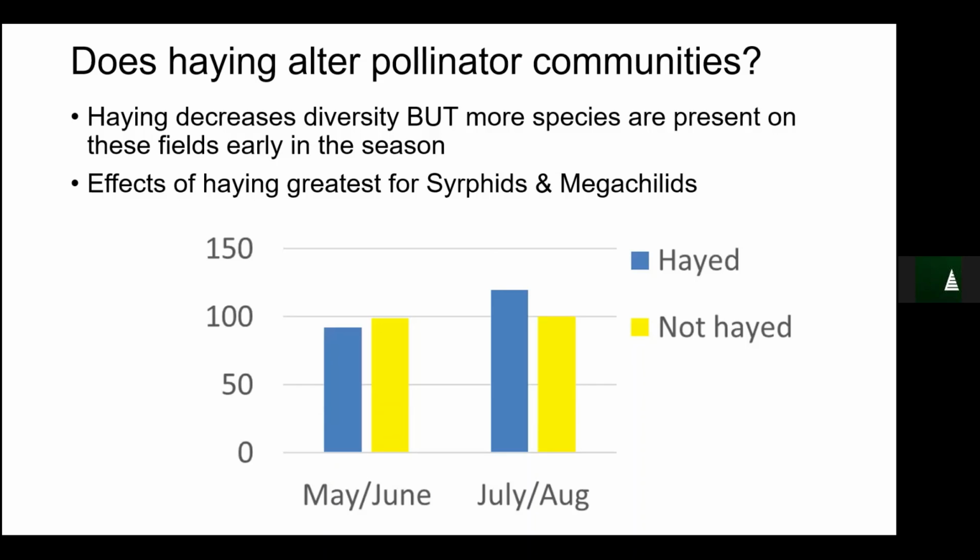But if you break it down and look at individual groups, you see a very consistent decrease in the number of species of hoverflies, so syrphids, and megachilids, which are those mason and leaf cutter bees that can be so important for alfalfa production.